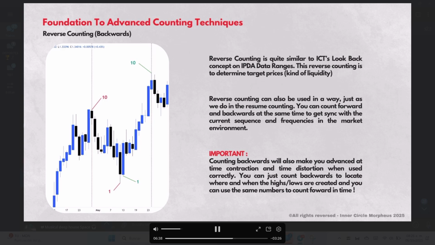retracement or a consolidation. Counting backwards will also make you advanced at time contraction and time distortion when used correctly. You can just count backwards to locate where and when the highs and lows are created, and you can use the same numbers to count forward in time.